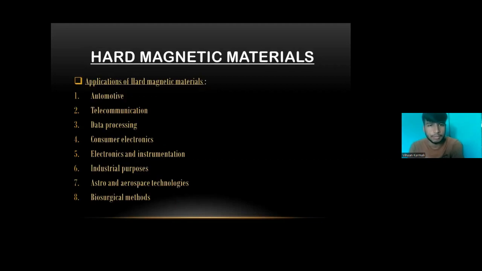So these are some of the applications of hard magnetic materials. They are used for automotive purposes, in telecommunication, data processing, consumer electronics, electronics and instrumentation. They are also used for industrial purposes, astro and aerospace technologies, and biosurgical methods.